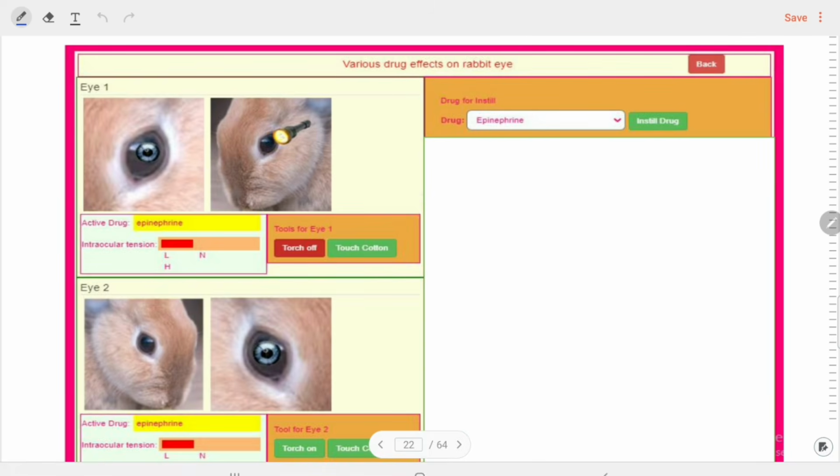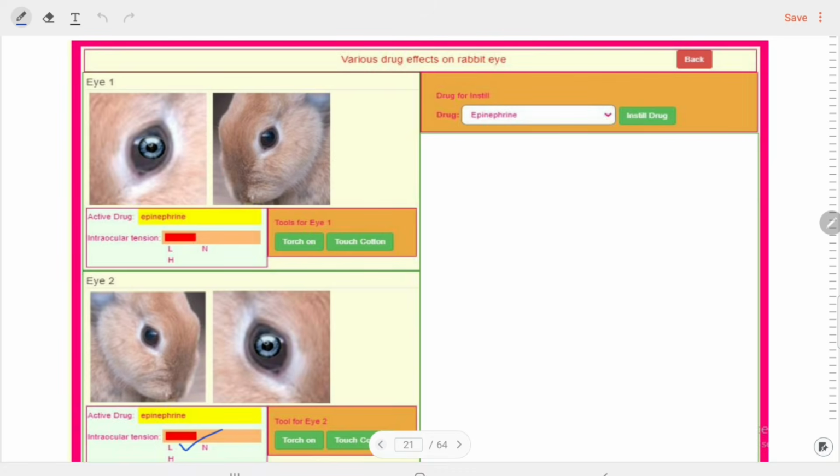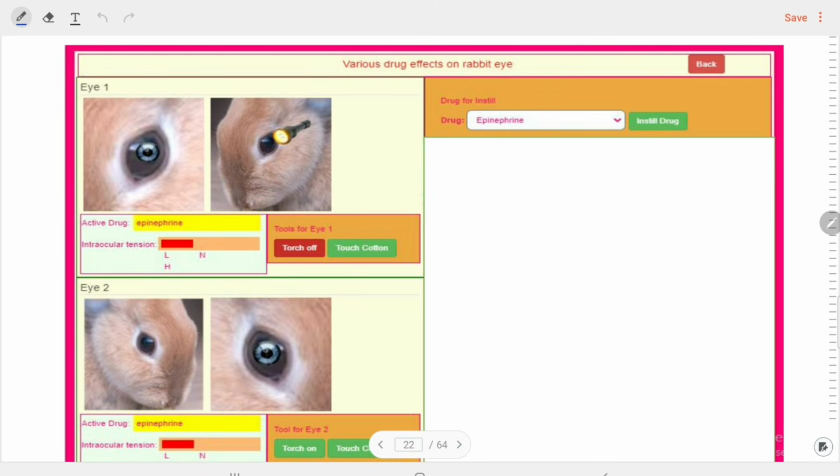Here we can see the light reflex. Look here, this pupil is dilated. If we give light, it will cause miosis because of the activation of the M3 receptor. It will cause miosis because epinephrine does not act on the M3 receptors. M3 receptors are free, so if we give light, it will cause the reflex of miosis.